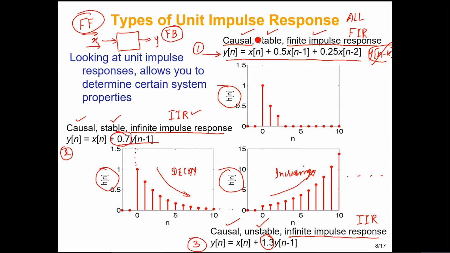But there are better ways to judge that. So IIR we need to be careful about. They may or may not be stable. FIR will always be stable. And that is why FIRs are preferred, or systems having the difference equation with feed forward terms are preferred. Those systems are preferred because they are always stable.